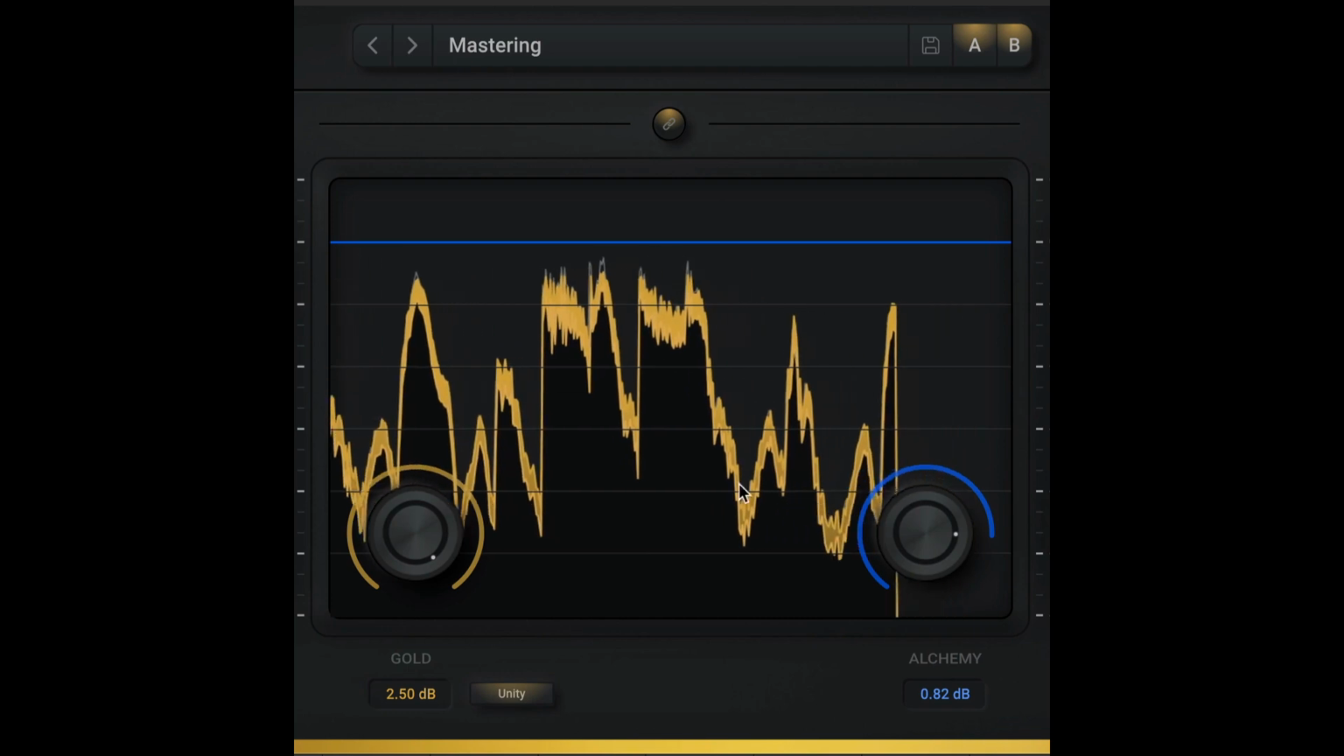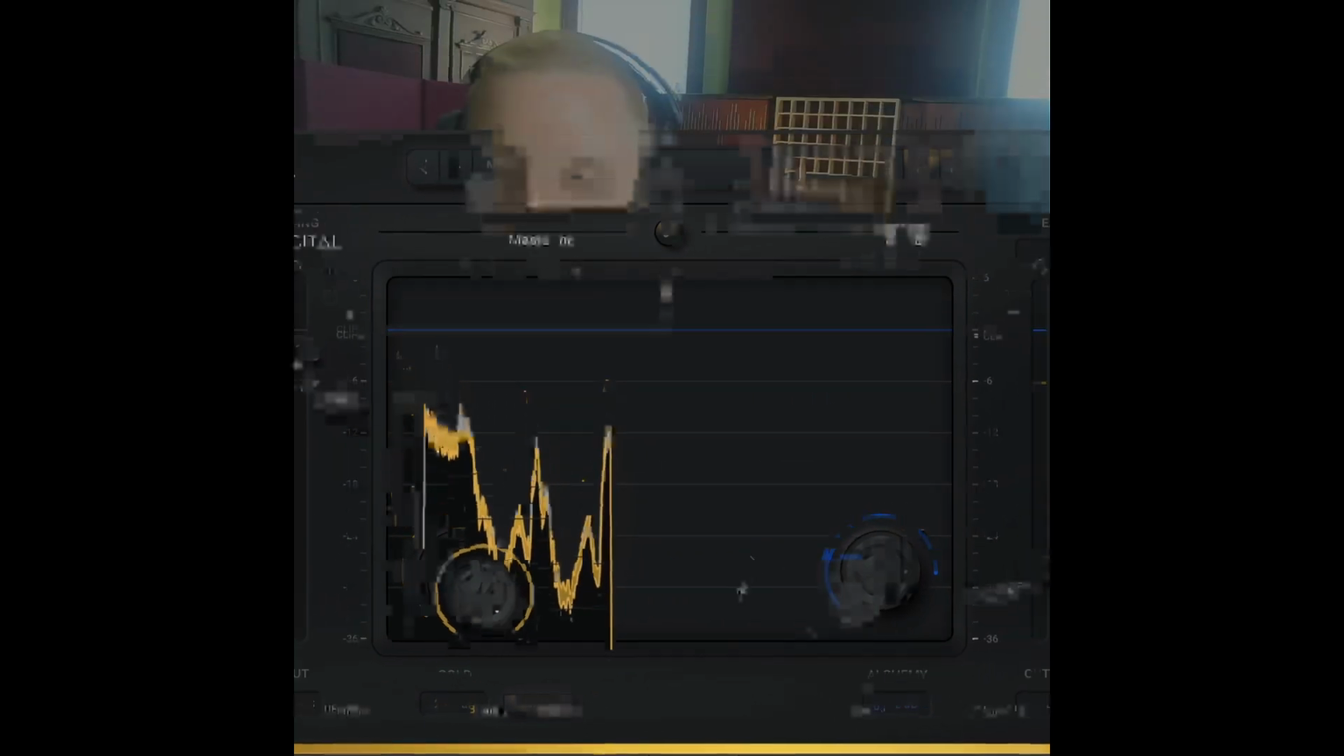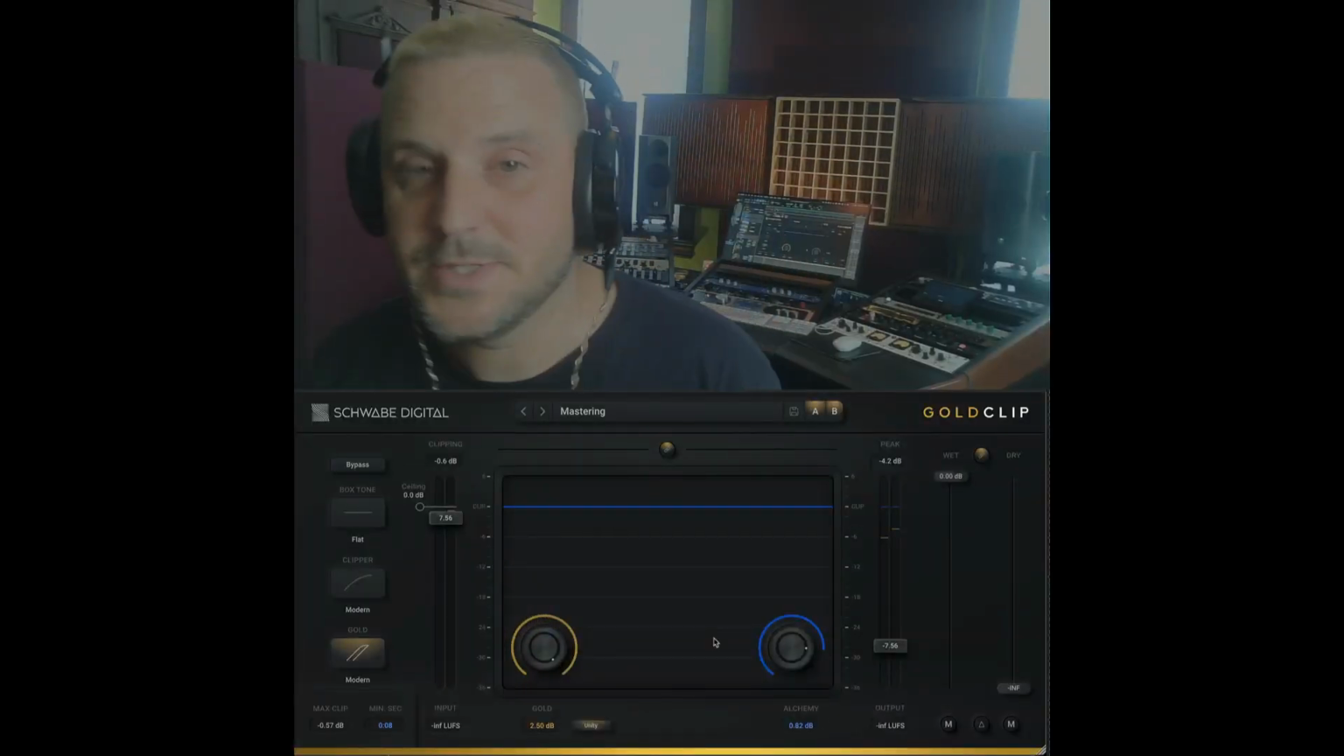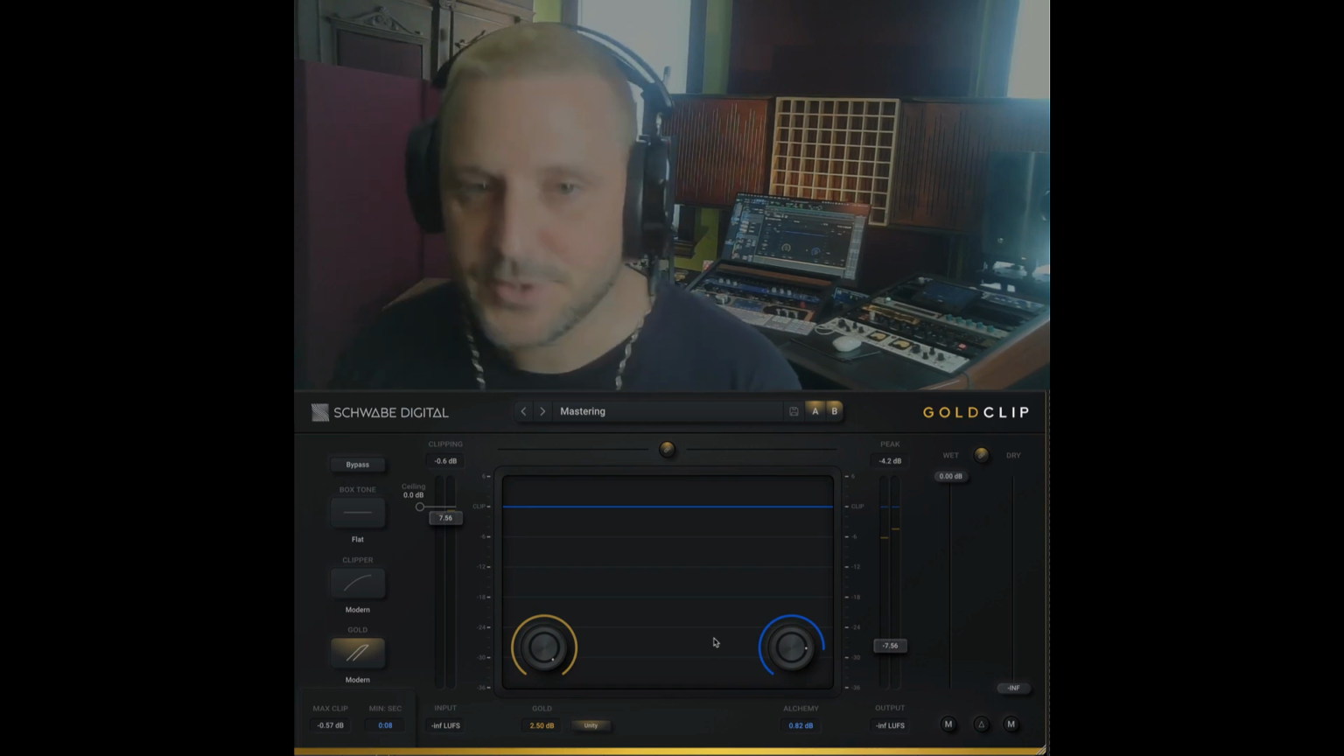So you can see these peaks are down, and then these gold lines are getting filled up. That means the low level information is coming up, all right? Compression without consequence. Let's listen.